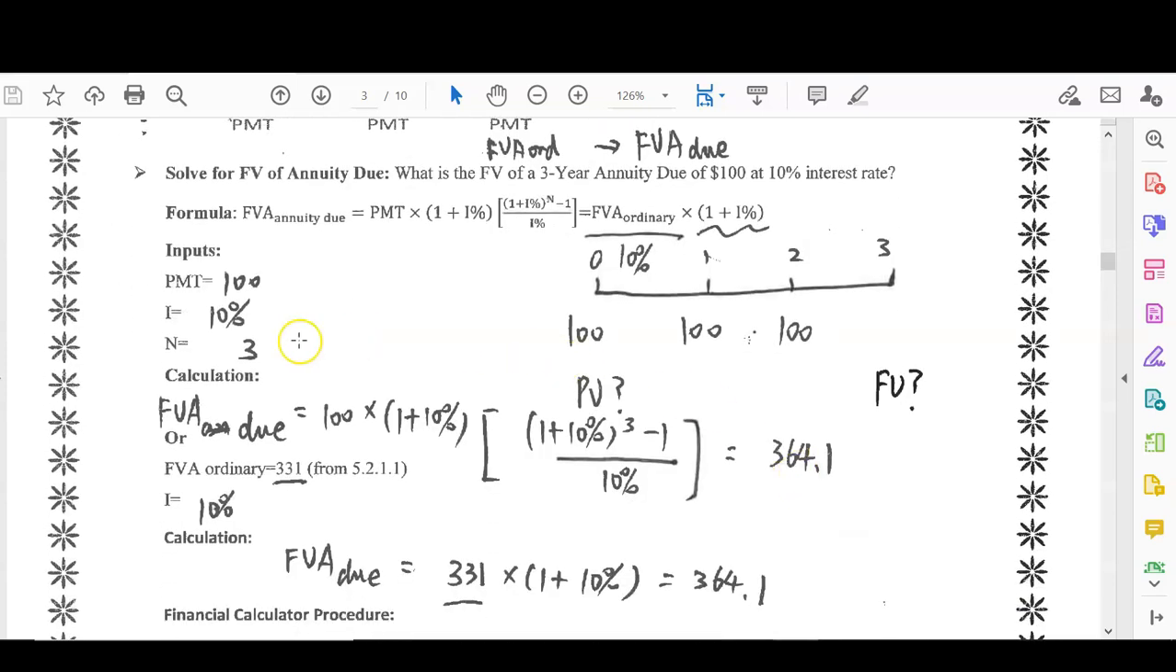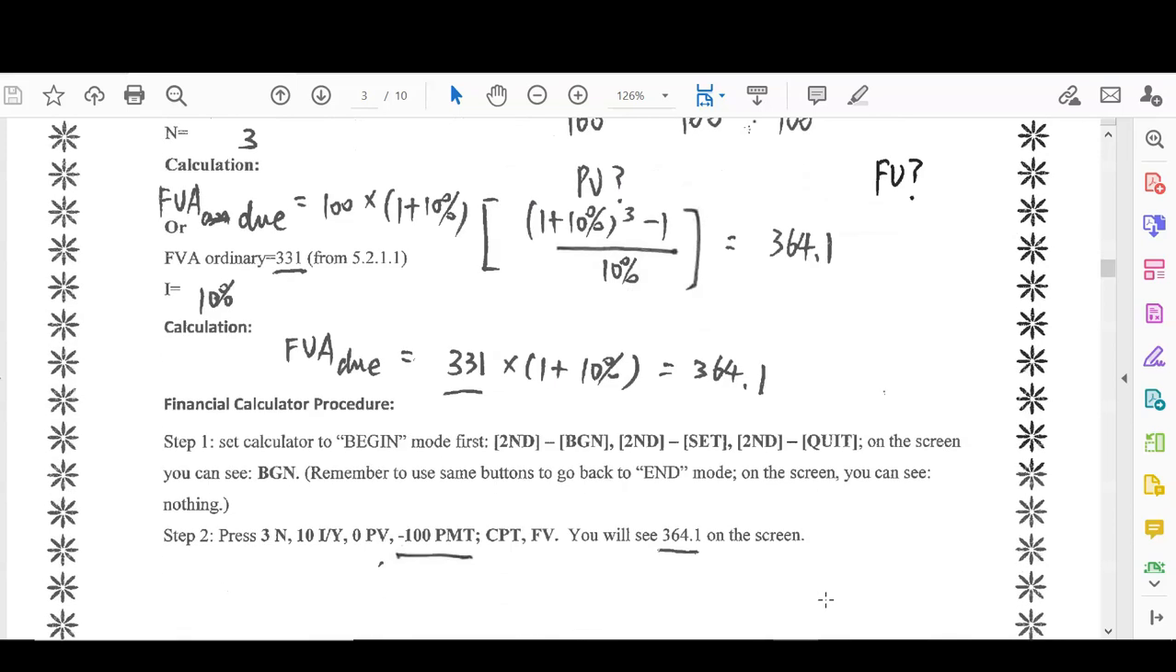So here payment is 100, interest rate is 10%, n is 3. So we can use 100 multiplied by 1 plus 10%, multiplied by (1 plus 10%) cubed minus 1, divided by 10%. So we have 364.1. Alternatively, we can use the future value of ordinary annuity, which is 331 from the last example. We use this number multiplied by 1 plus interest rate 10%. So we still have 364.1.